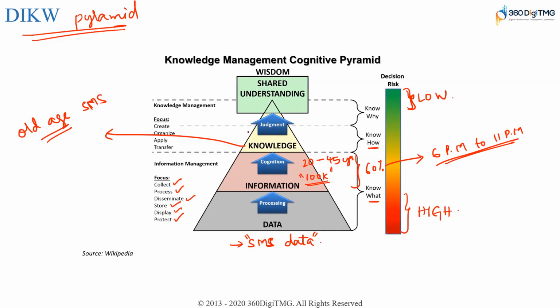And then you have wisdom. Wisdom is the highest stage that one can attain, and wisdom is all about implementing the answers to the knowledge step, and it also answers why. 60% of the people use the internet service in between 6 p.m. to 11 p.m. Why? Right? That why part is wisdom, right?